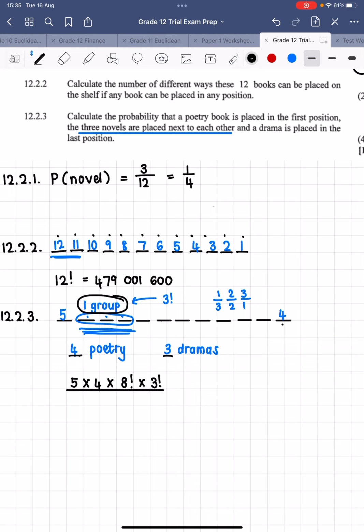But then if there were no conditions placed, if they could be placed in any position, it would be 12 factorial different ways. I'm doing that because they've asked for the probability, right? So we're taking the number of outcomes for this scenario over the total number of different ways in which these books can be arranged. You can then just use your calculator to work that out.